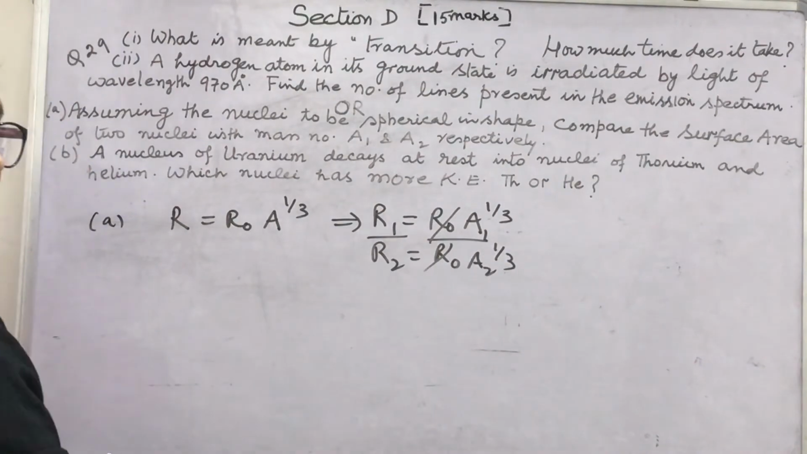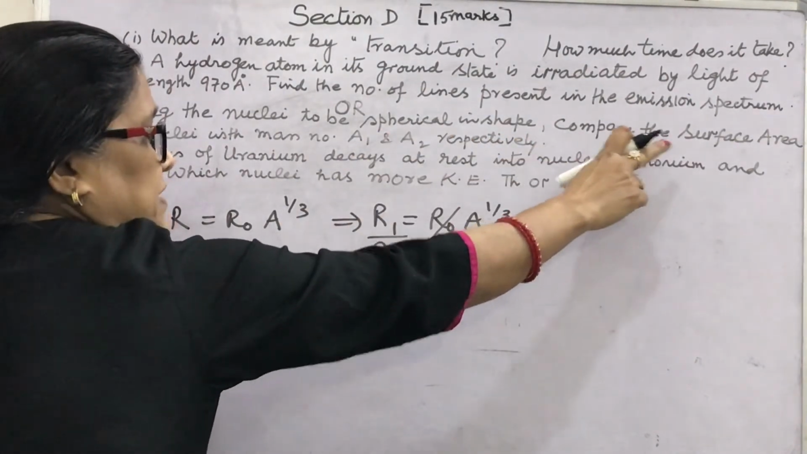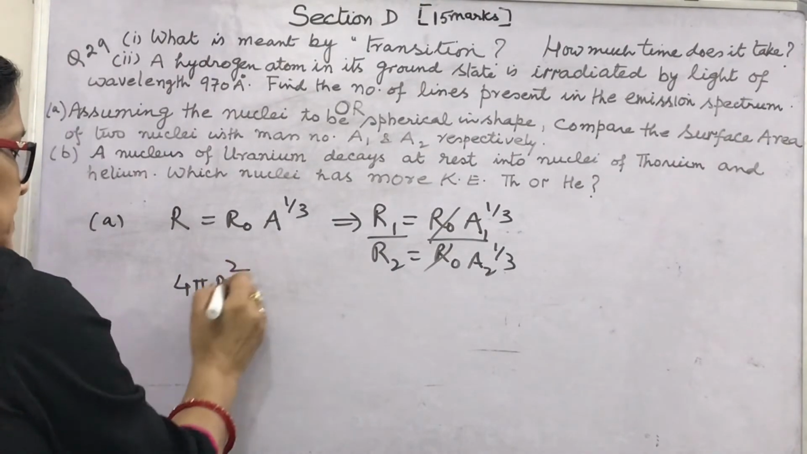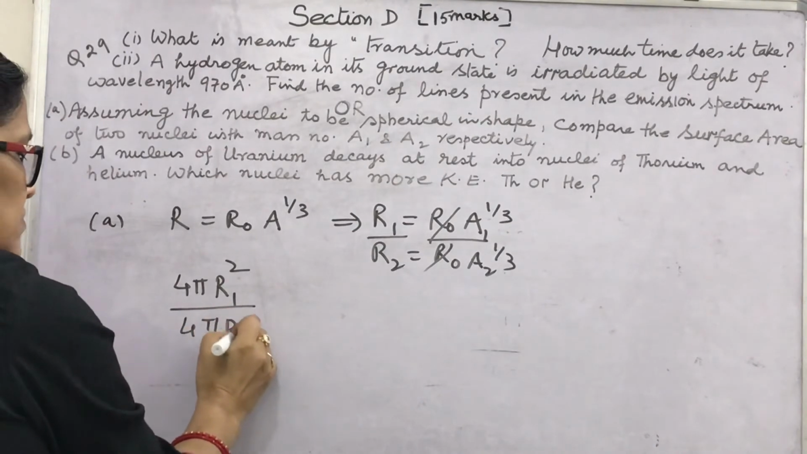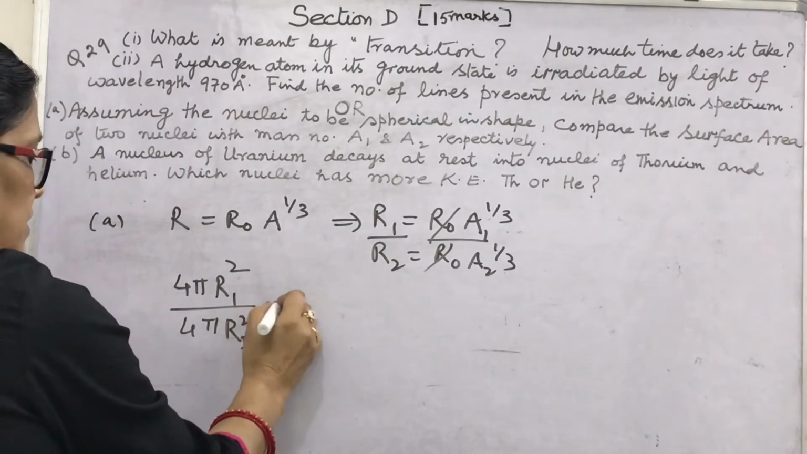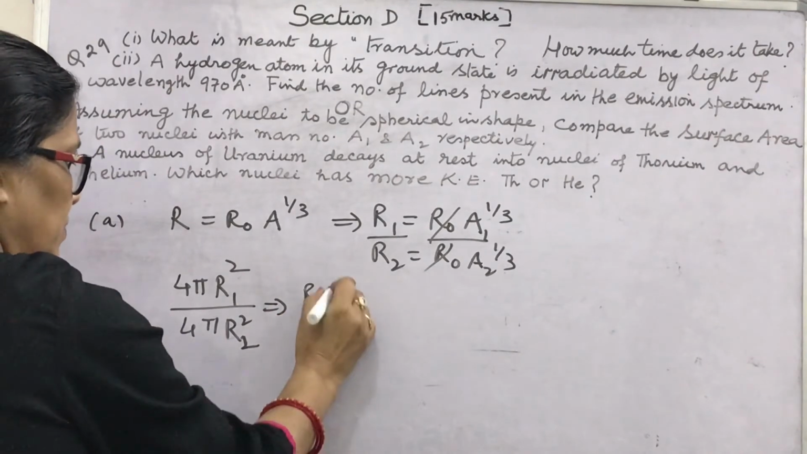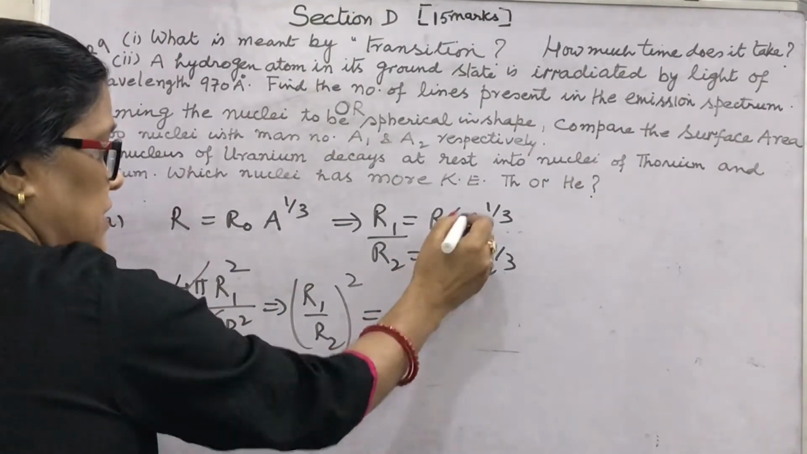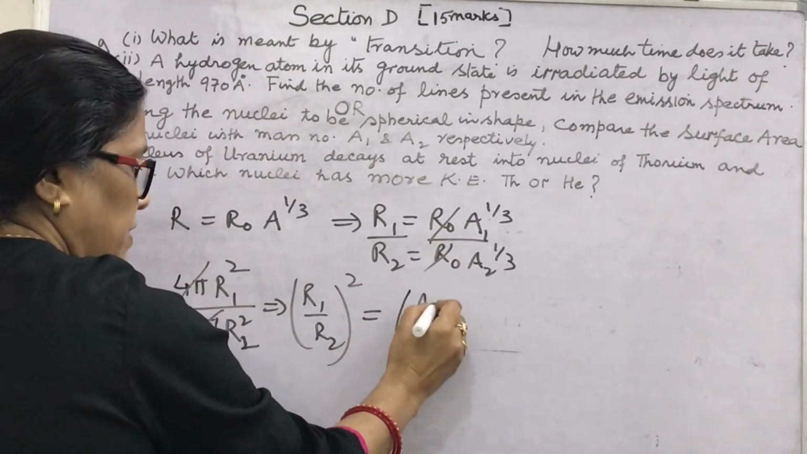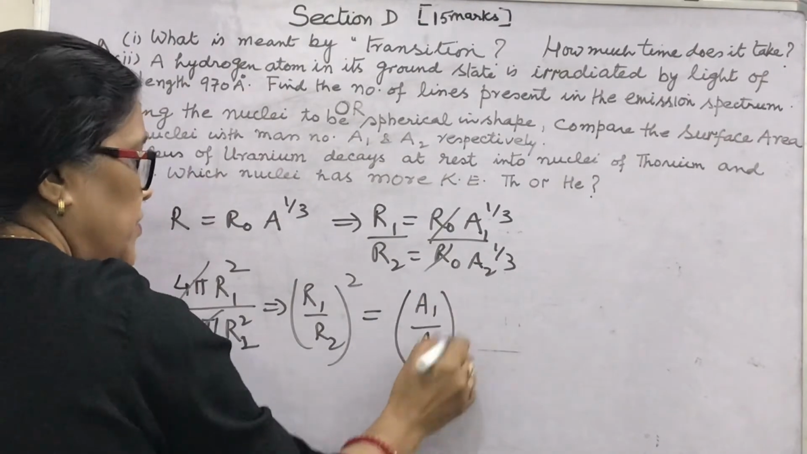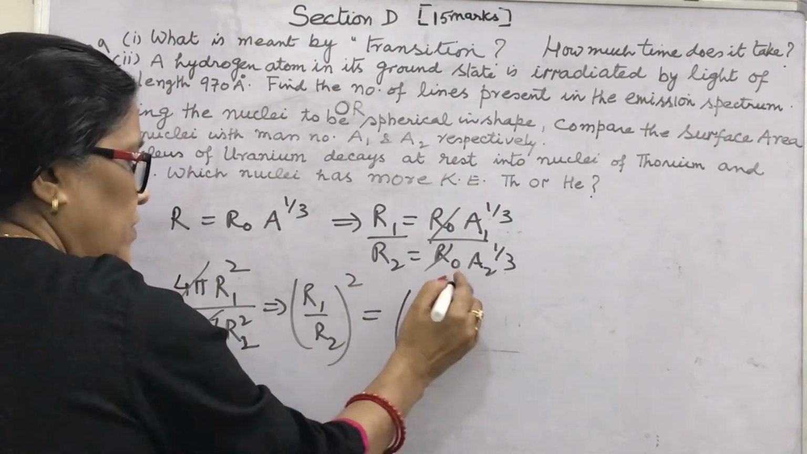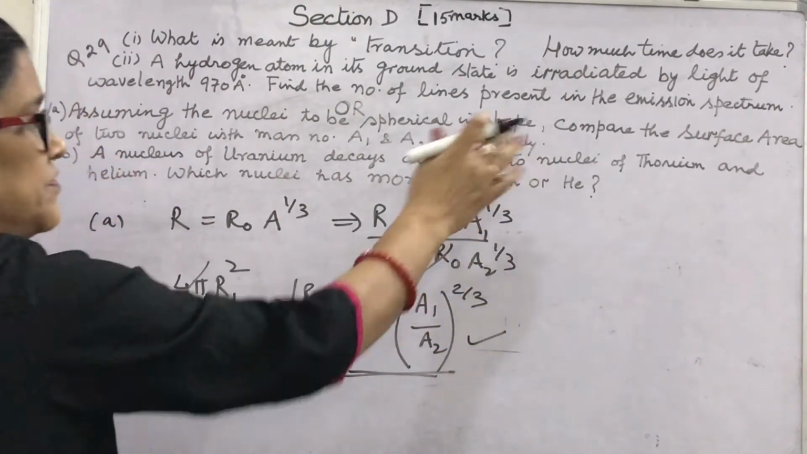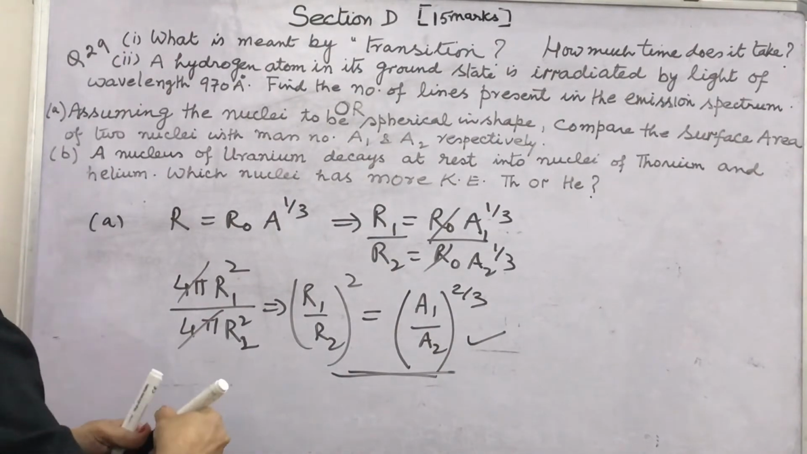You have to compare the surface area. What is surface area? 4 pi r square. So for the first upon the second, the value is r1 upon r2 whole square. The 4 pi will be cancelled. So the ratio is A1 upon A2 to the power 1 by 3, and squaring makes it 2 by 3. So this is the ratio of surface areas. In this way the first part is solved.